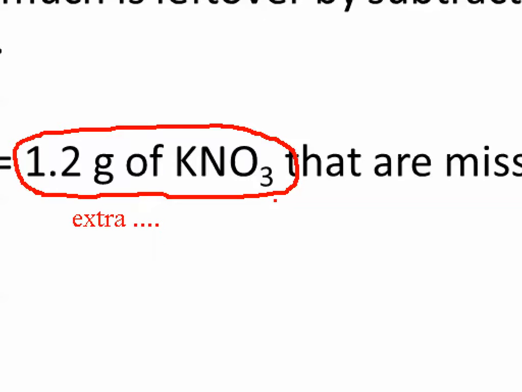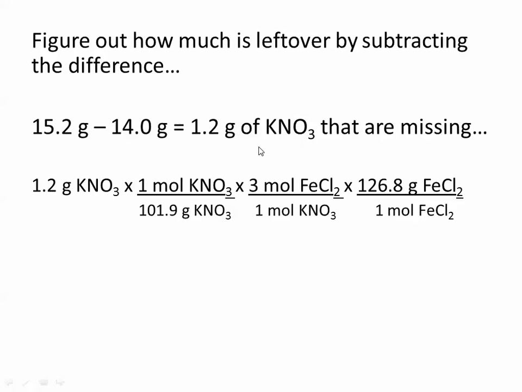And so in order to figure out the moles, the problem is asking how much would you have left over. Would we have this left over? Well, no, because it's the limiting reactant. Because it's limiting, this won't be left over. We know the KNO3 would have run out. So this 1.2 grams is an imaginary number saying that if we just had 1.2 grams of KNO3, that would make it perfect. So this is the number that is missing.